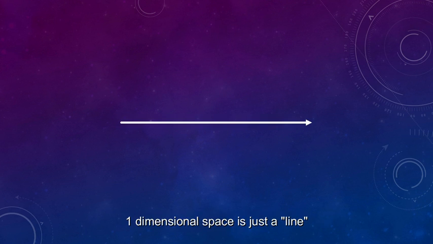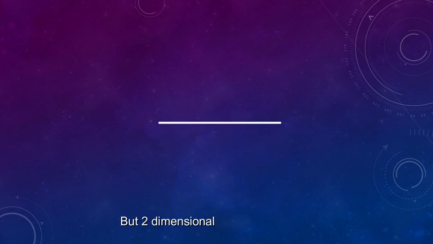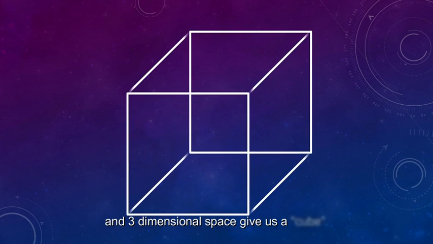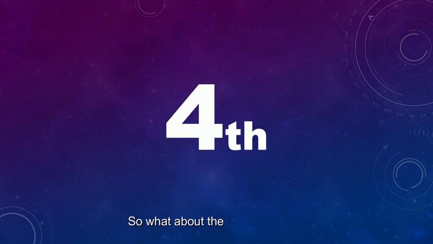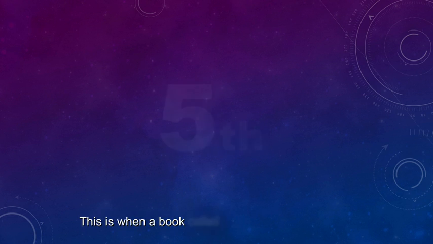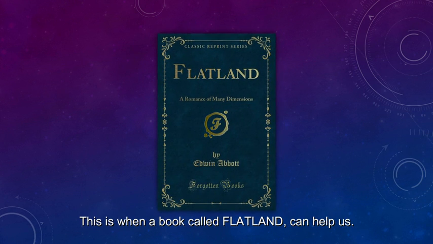One-dimensional space is just a line, but two-dimensional space is a square. And three-dimensional space gives us a cube. So what about the fourth dimension, or the fifth? This is when a book called Flatland can help us.